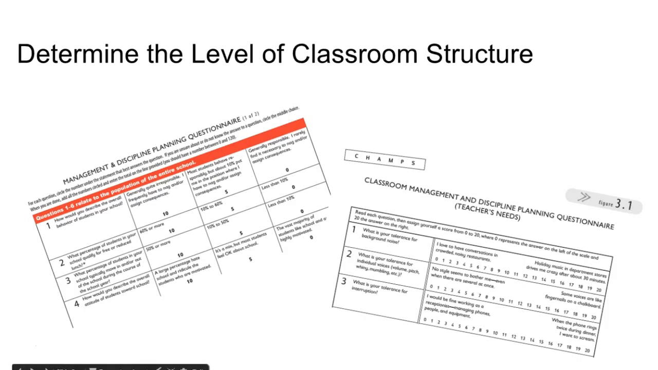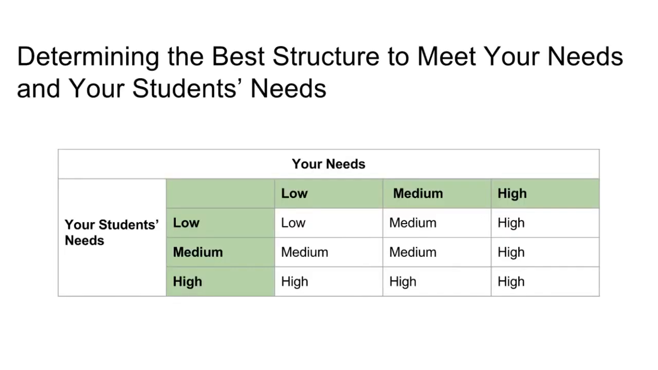I'm going to take a moment now for you to calculate those scores and get them out for our next slide. This slide has a table for you to put your scores in and determine the best structure to meet your needs and your students' needs. Your needs are listed along the top in low, medium, and high. On the left-hand column, you will see where your students' needs fall.